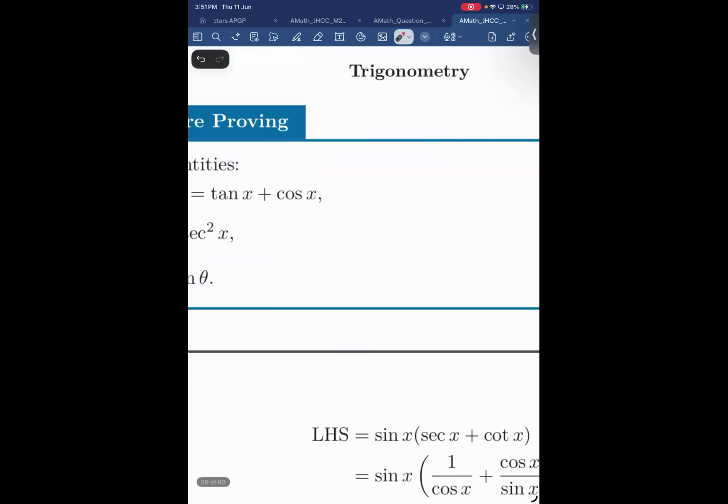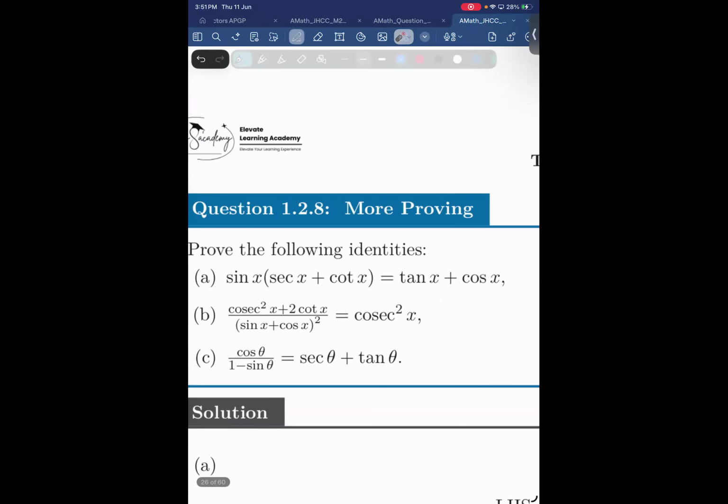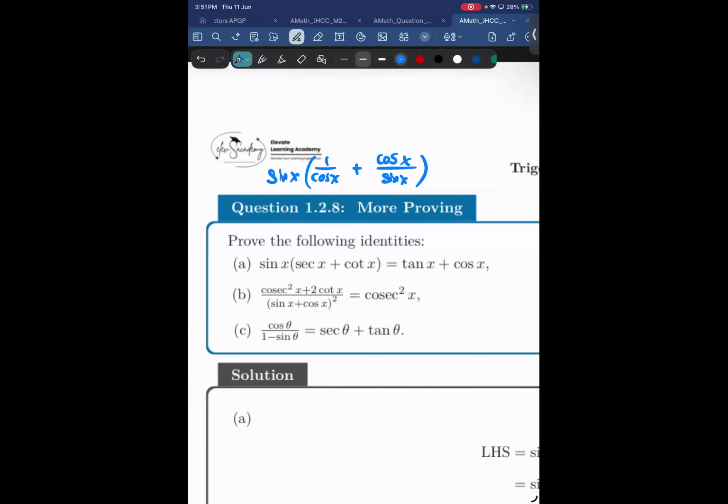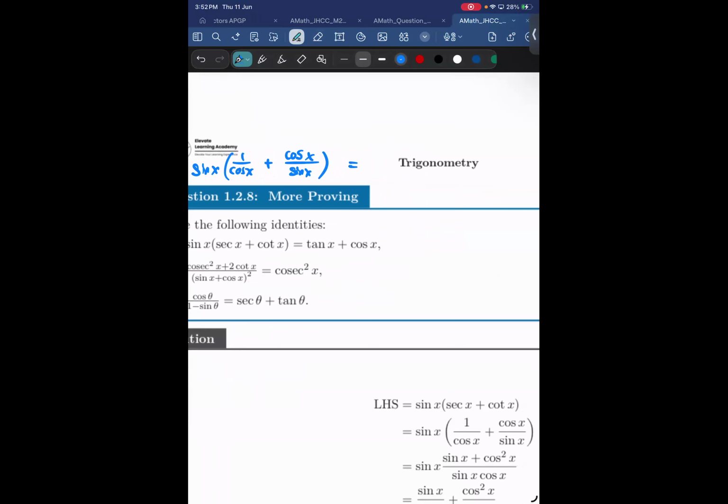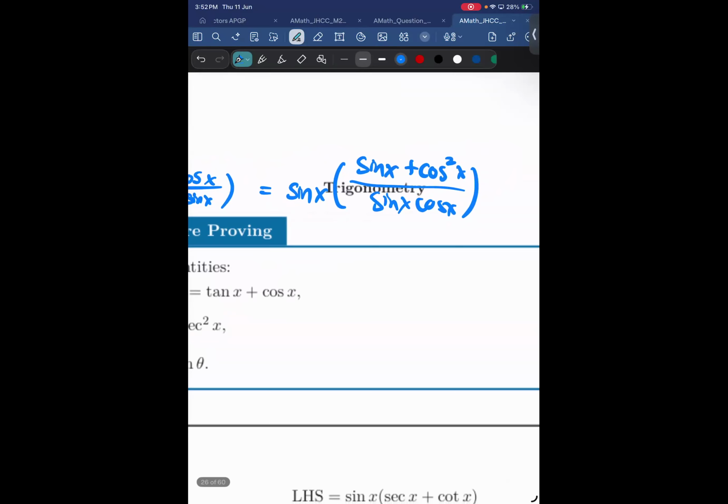Okay, so for this one, we want to go from left to right. As mentioned, if you see sine or cosine and you see tangent, secant, all this stuff, you should try and write it in terms of sine and cosine. Secant is 1 over cosine. Cotangent is cosine over sine. So here there's a fraction, then we should try and combine the fraction, see if it simplifies anything. So it's sine x, 1 over the denominator, which will be sine x plus cosine square x over sine x cosine x. So this doesn't really help much for now.